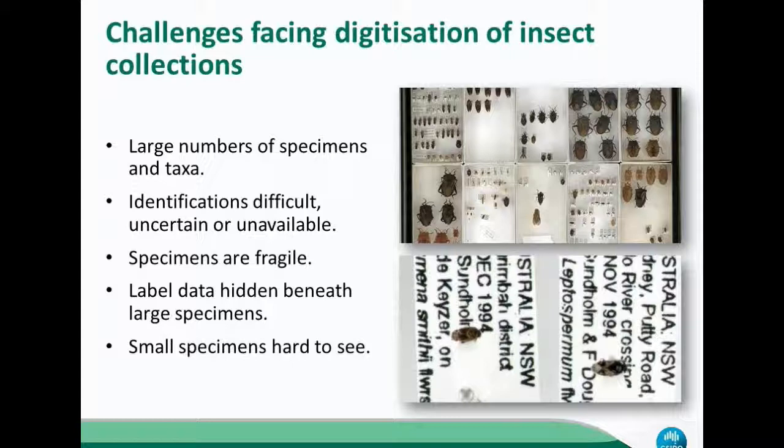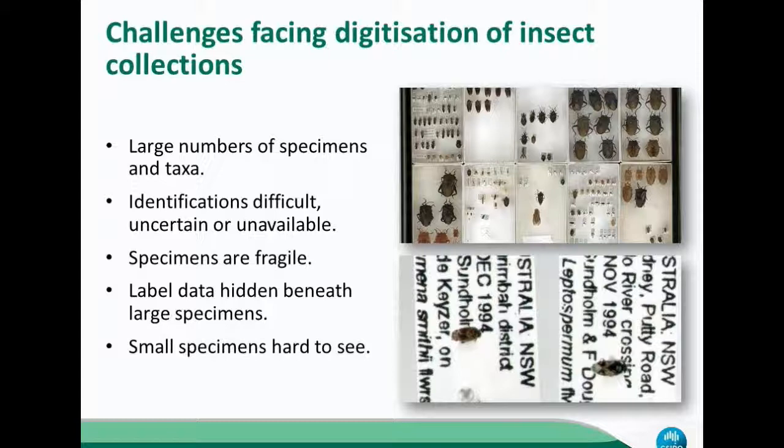Another issue is that identifications, authoritative identifications of specimens is difficult, uncertain, and sometimes unavailable. In Australia, we estimate that anywhere up to 80% of our invertebrate fauna is currently undescribed to science. So you can understand why putting names on things in our particular collection is very challenging.